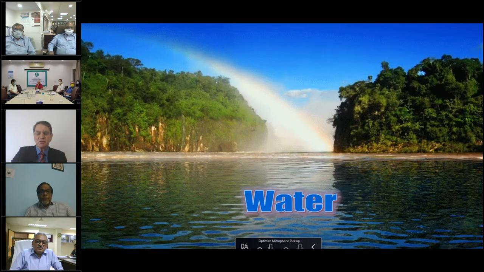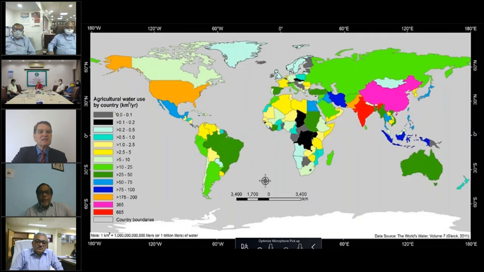Now, if you want to look at water, you will see the agricultural water used by country in cubic kilometers per annum, and how it varies throughout the world. So wherever you are in the world, you can see what volume has been utilized. Just to give you an indication there, India, the red one, is utilizing in excess of 685 cubic kilometers per annum.